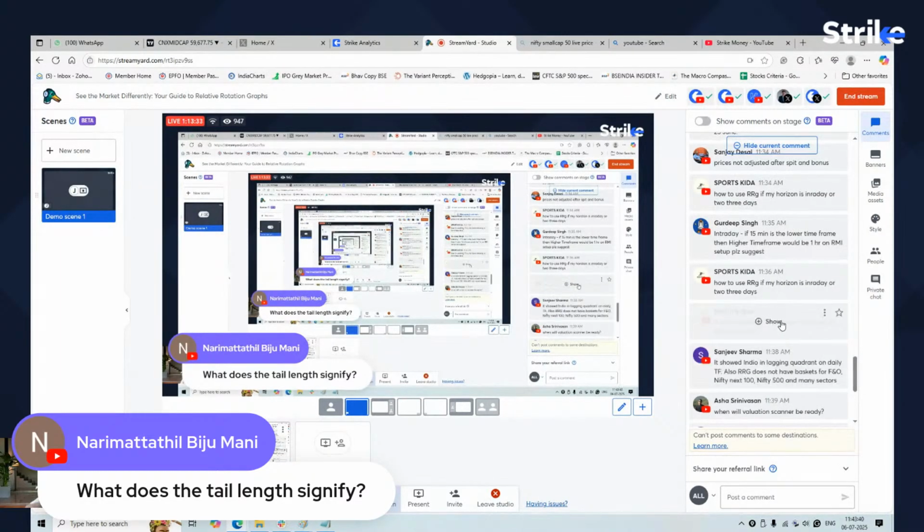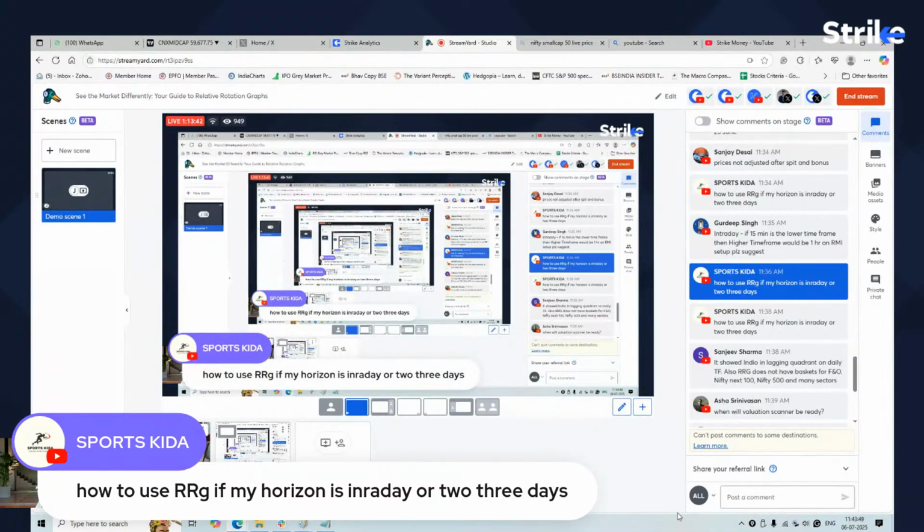How to use RRG if my time horizon is intraday? See, intraday it won't help. But a combination of hourly and daily will help you to find setups, say from 2 3 days to 1 week. So for that, a combination of hourly and daily will work. But if you want to do intraday, then RRG won't help.